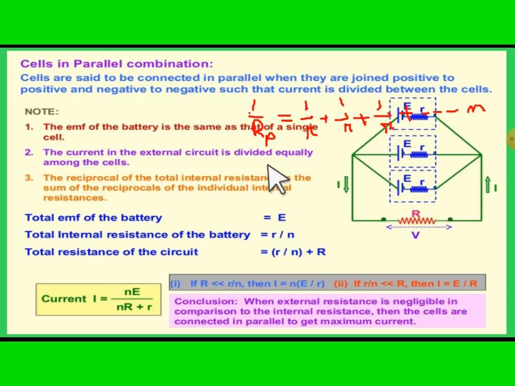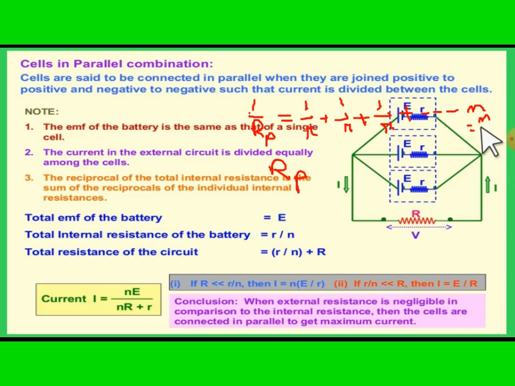So your equivalent resistance Rp, if you take the reciprocal out again, then it will be equal to Rp. So if you are having only, say, r in n cells, then this will be equal to what? n by r. 1 by r, 1 by r.